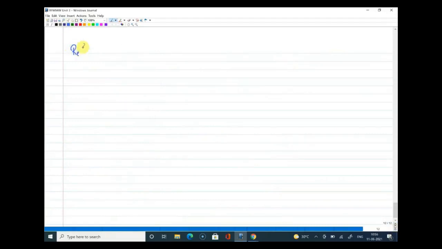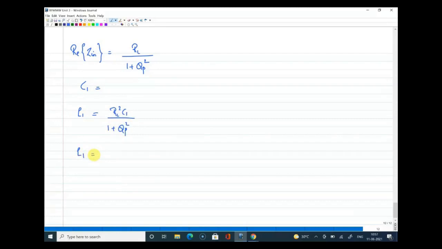The real part of the impedance should be equal to RL divided by 1 plus QP square, and that will give you a different value of C1. With that I can take the L1 value as RL square C1 divided by 1 plus QP square. That will give you another value of L1. If you are getting those values, please put them in the chat box, so that our final circuit will be something like this.